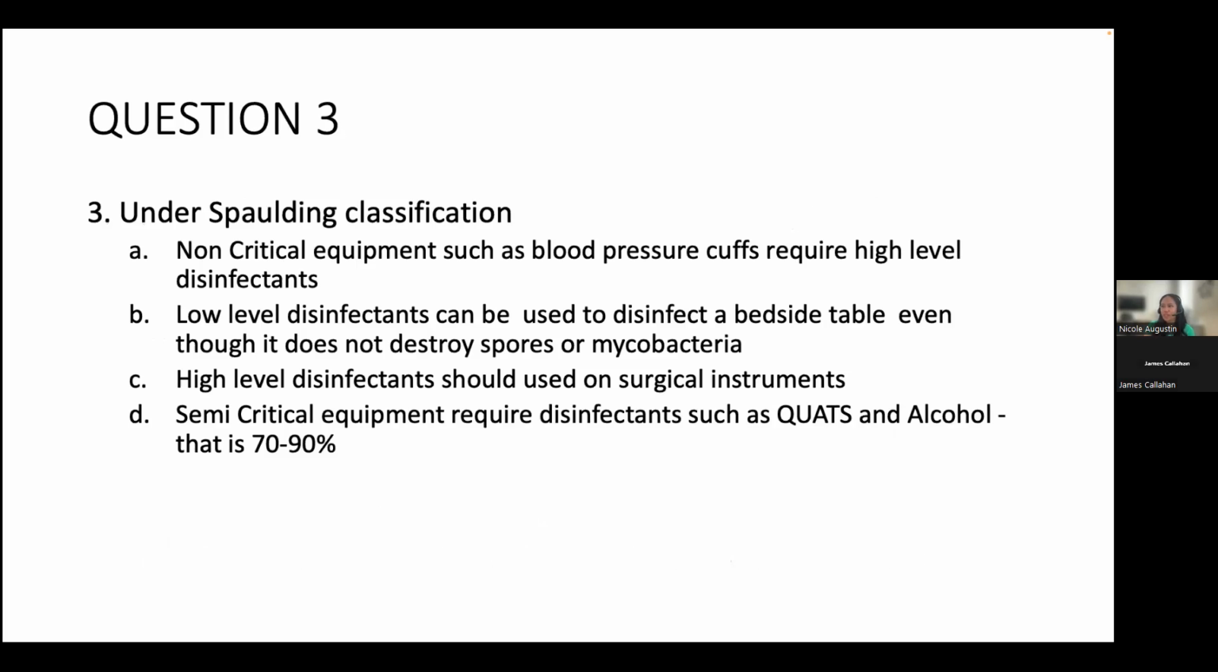Getting into our question, under the Spalding classification, A, non-critical equipment such as blood pressure cuffs require high-level disinfectants. B, low-level disinfectants can be used to disinfect the bedside table, even though it does not destroy spores or mycobacteria. C, high-level disinfectants should be used in surgical instruments. D, semi-critical equipment requires disinfectants such as quats and alcohol that is 70 to 90%. Give you guys some time.